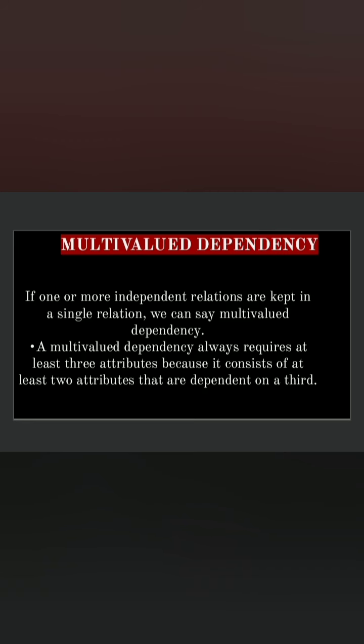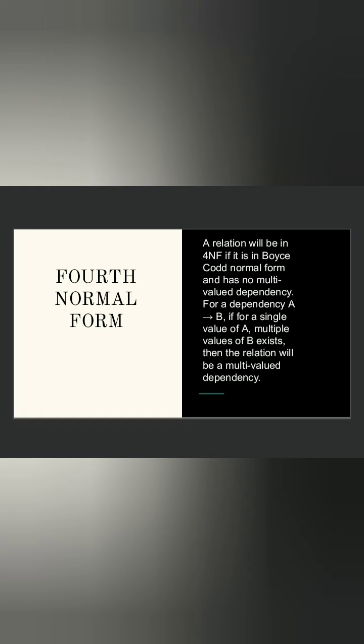Next is multivalued dependency. If one or more independent relations are kept in a single relation, we can say multivalued dependency. A multivalued dependency always requires at least three attributes because it consists of at least two attributes that are dependent on a third. Next, we are going to discuss fourth normal form.